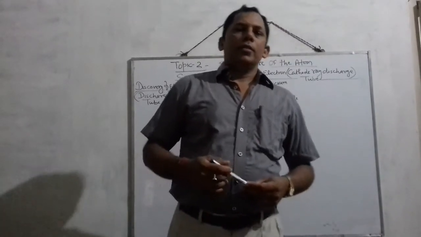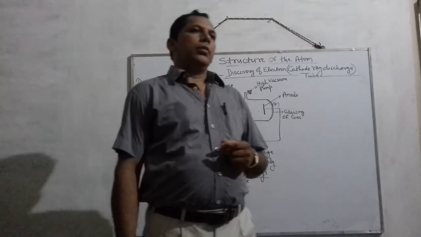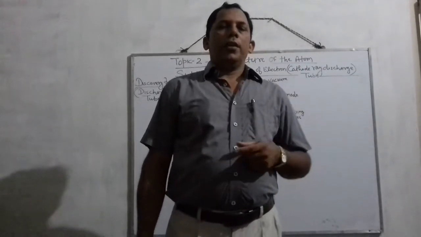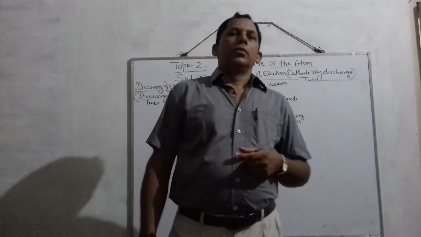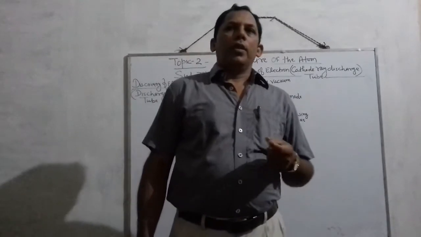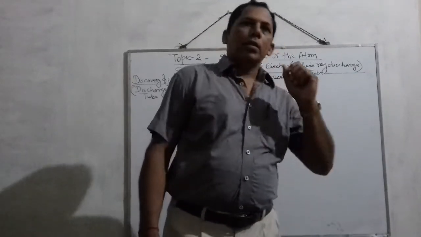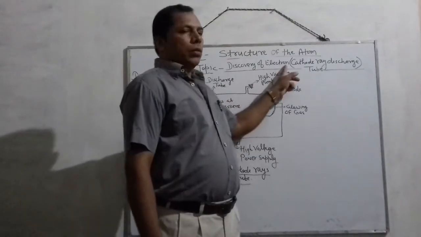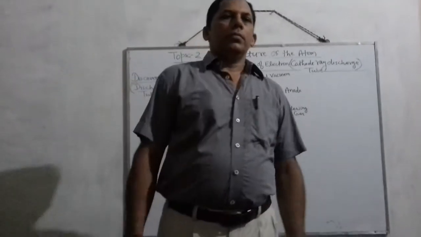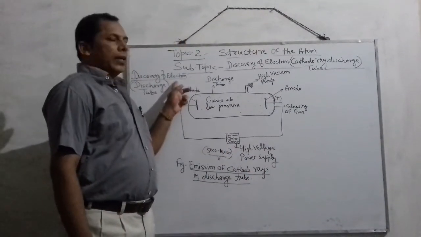In my previous lecture, you have studied what is atom and the theory led by atom, that is Dalton atomic theory. And in today's lecture, we are going to study a very important point of the chapter, that is discovery of electron and cathode ray discharge tube. So let's start with discovery of electron.